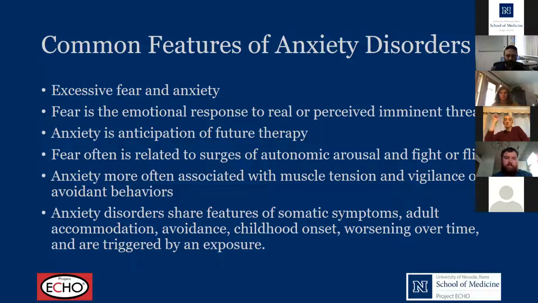So again, the DSM kind of breaks this down. So when we activate our fight or flight system, that's often fear related, whereas anxiety is more often associated with muscle tension, vigilance, or avoidant behaviors. And so fear and anxiety kind of go hand in hand, but we can break them down a little bit based on the origin: is this cognitive thought process leading to these symptoms, or is this the autonomic nervous system setting us up as primed for physical symptoms?